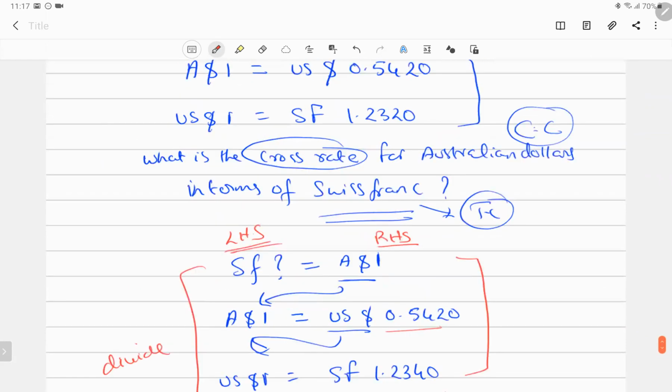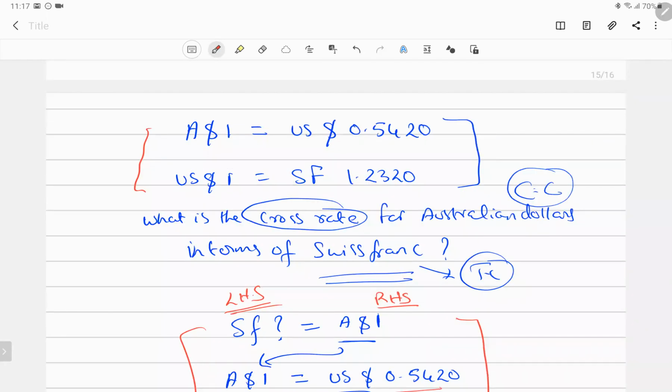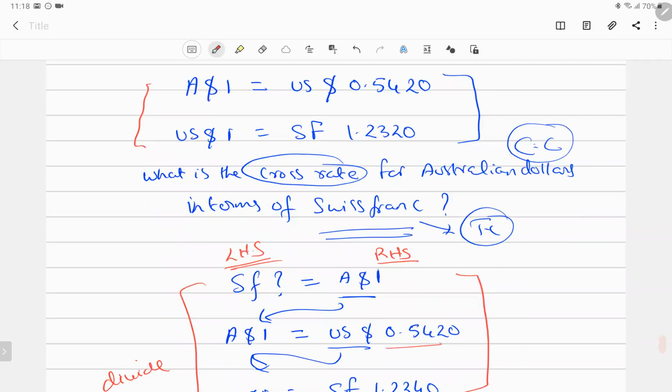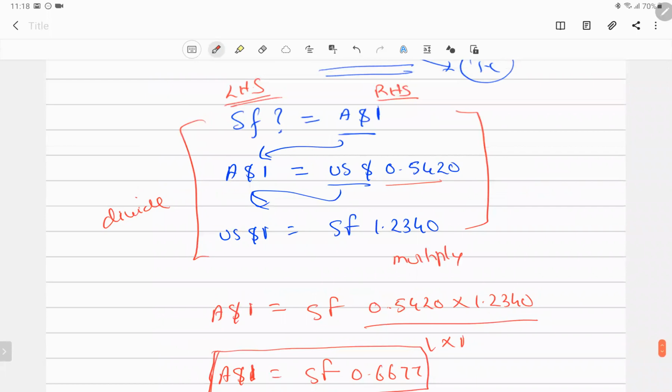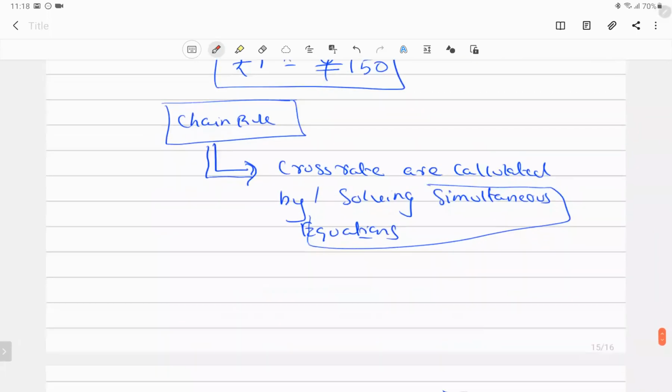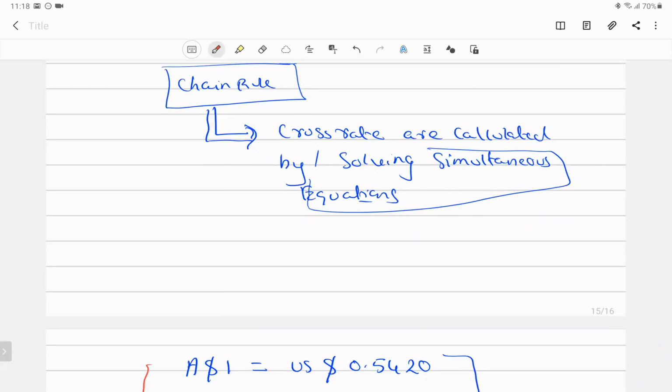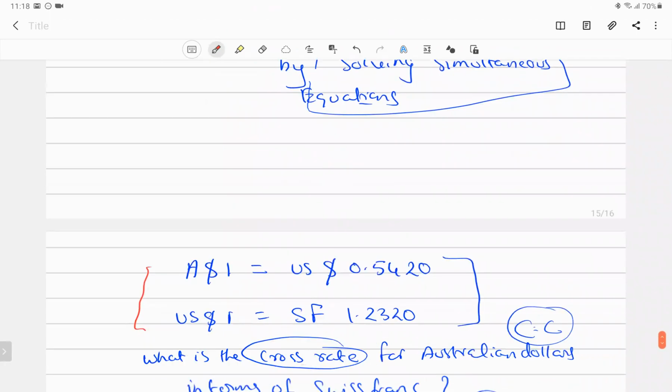Okay, so this is the rate that we have derived from the currencies that they have given, right? Here we find the common currency is only US dollar. From the common currency, we have derived the exchange rate which is required for the Australian dollar. So this is the step of your chain rule. The cross rate is calculated by solving it like an equation that we have done.